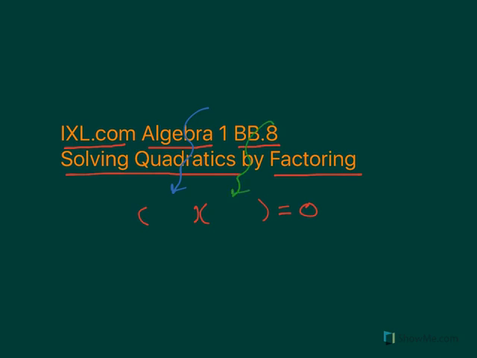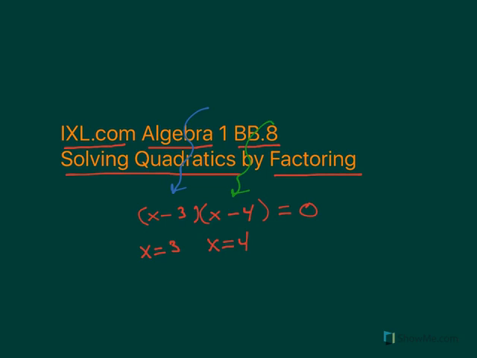If you put in some values for each factor, maybe this was an x minus 3 and this was an x minus 4. How could x minus 3 be 0? x would have to be 3. How could x minus 4 work out to be 0? x would need to be 4. So that's what we were doing in the last section.